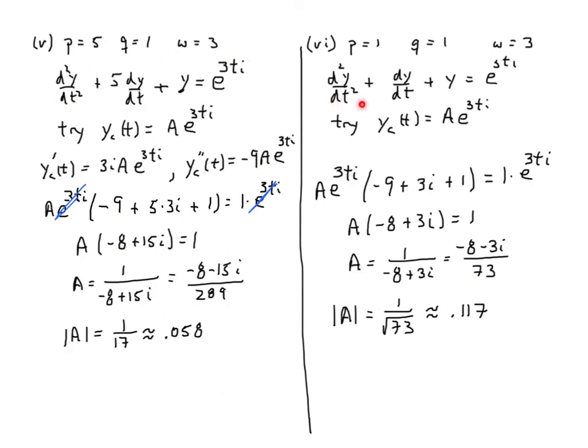Same thing on this side. I'm going to use e to the 3ti instead of a cosine 3t. I try a complex function as my solution and plug in the first and second derivatives. Here's the first derivative, same first derivative. Here's the second derivative. I end up with a times minus 9 plus 3i plus 1. Collecting like terms, a looks like 1 over negative 8 plus 3i. Here it is with a real denominator. Same approach, its magnitude is 1 over the square root of 73, or 0.117.